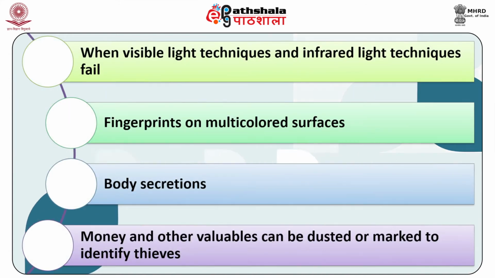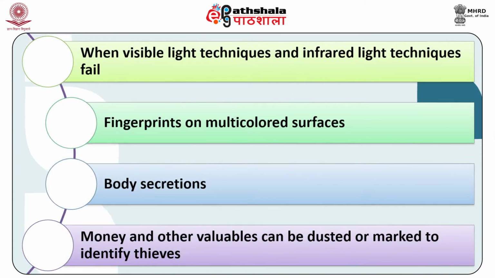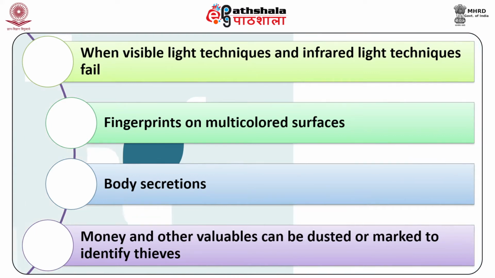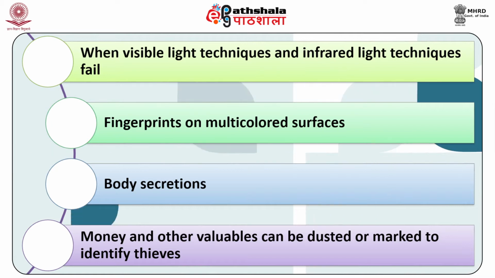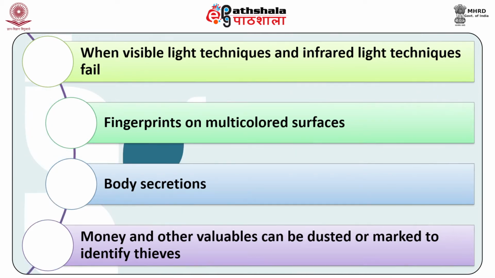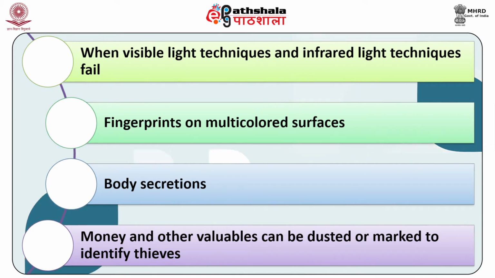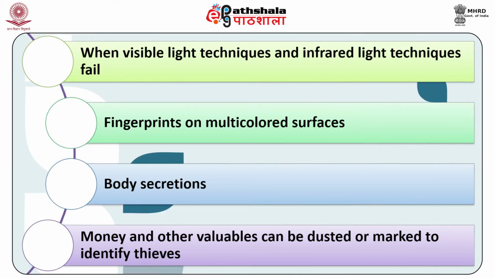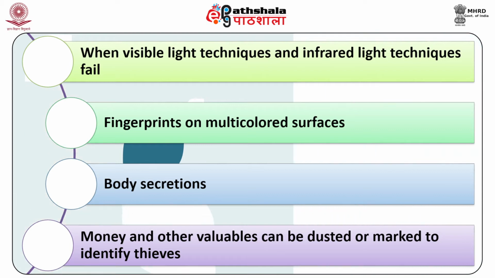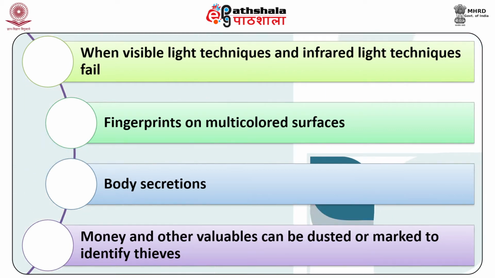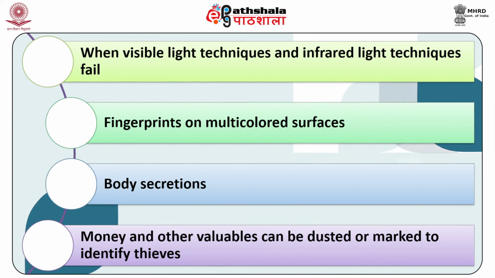Now, uses in forensic or law enforcement. Ultraviolet photography has to be used after visible light techniques and infrared light techniques fail, like in the case of questioned documents, security documents, etc. For fingerprints on multicolored surfaces, dusting with fluorescent powder or ninhydrin is necessary. Body secretions such as urine, semen and perspiration often glow when illuminated by ultraviolet light. Money and other valuables can be dusted or marked to identify thieves.